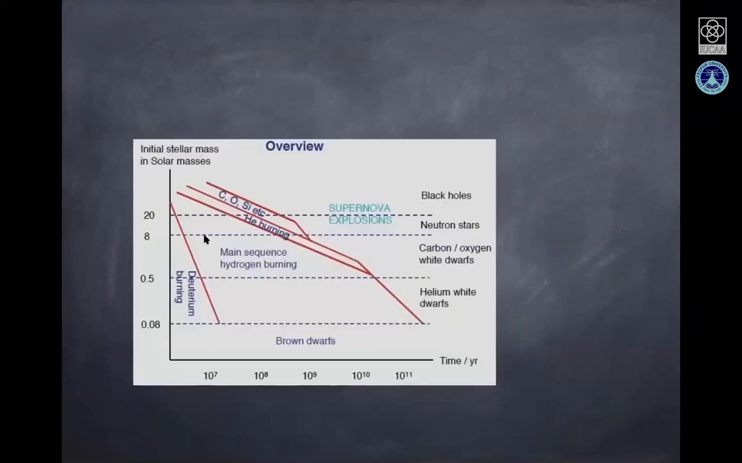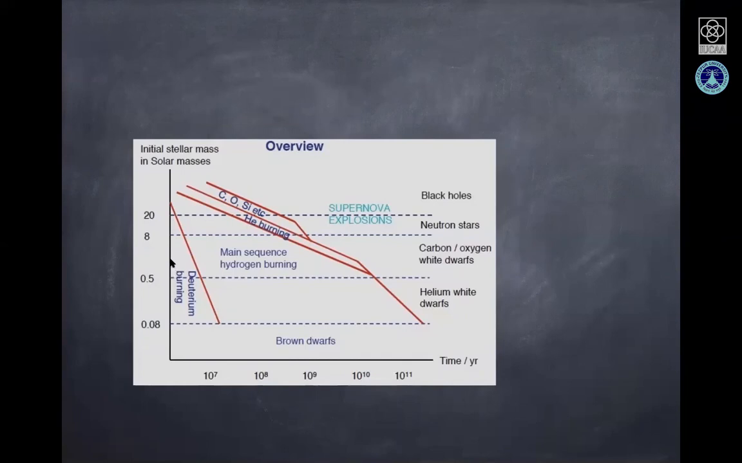This is a good summary of what happens to the stars as a function of their mass. Mass is plotted on the y-axis, and time on the x-axis. Stars below 0.1 or 0.08 solar mass never ignite the thermonuclear reactions. These are like failed stars. We call them brown dwarfs.